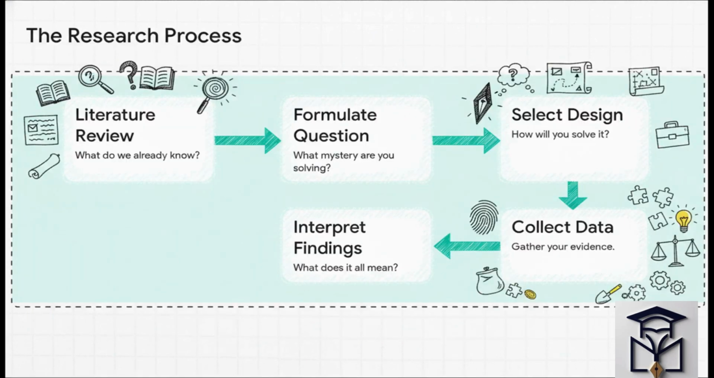And that systematic process, it follows a pretty clear path. You always start by seeing what other detectives have already found. You hit the books. Then you come up with your own unique question. You pick your design, and that's the methodology we're talking about. You go out and gather your clues. And finally, you piece it all together to solve the puzzle. See? It's a logical journey from question to conclusion.